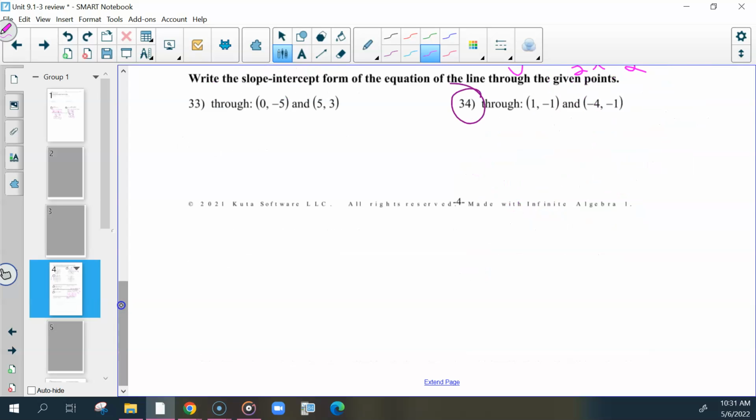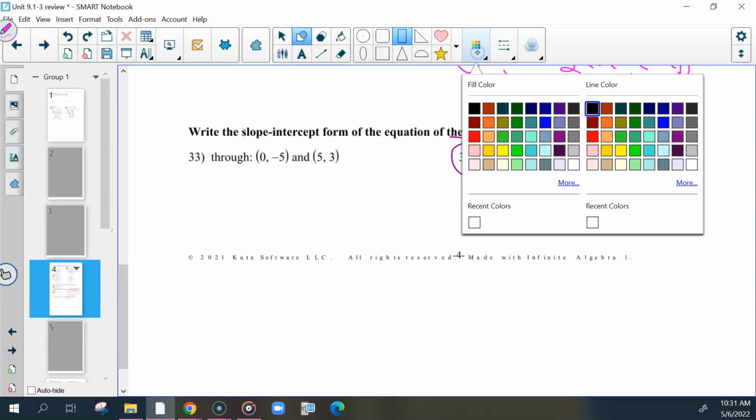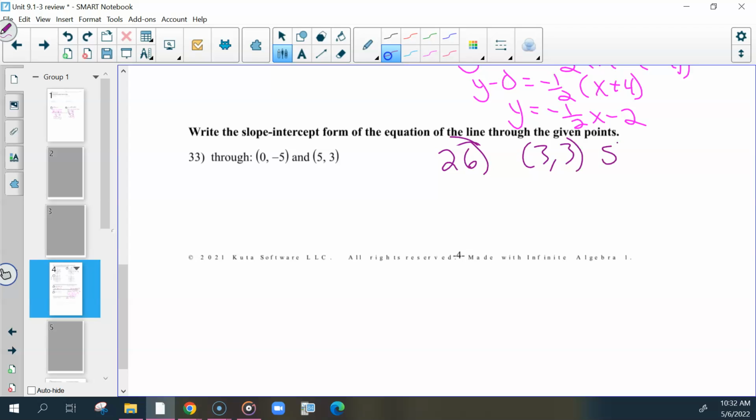On the next page, we're going to do 26, and then we'll do one of the bottom ones. So for 26, it says through the point (3, 3), and the slope is undefined. We need to remember what type of line has an undefined slope.